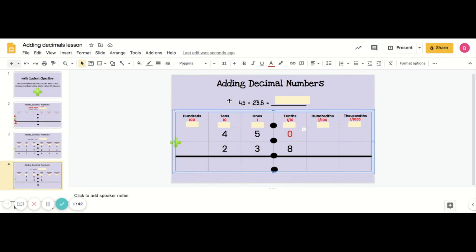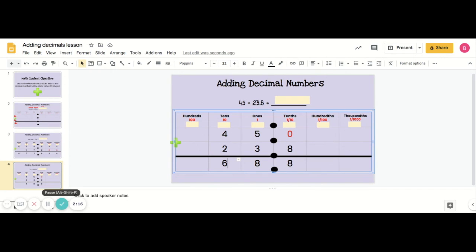Now that we have both of our numbers in our place value chart, we can go ahead and add them up. So starting in our tenths place, we have 0 plus 8, which I know is 8. Moving on to our ones place, we have 5 plus 3, which equals 8. Moving into our tens place, we have 4 plus 2, which equals 6. We found our sum to be 68 and 8 tenths.